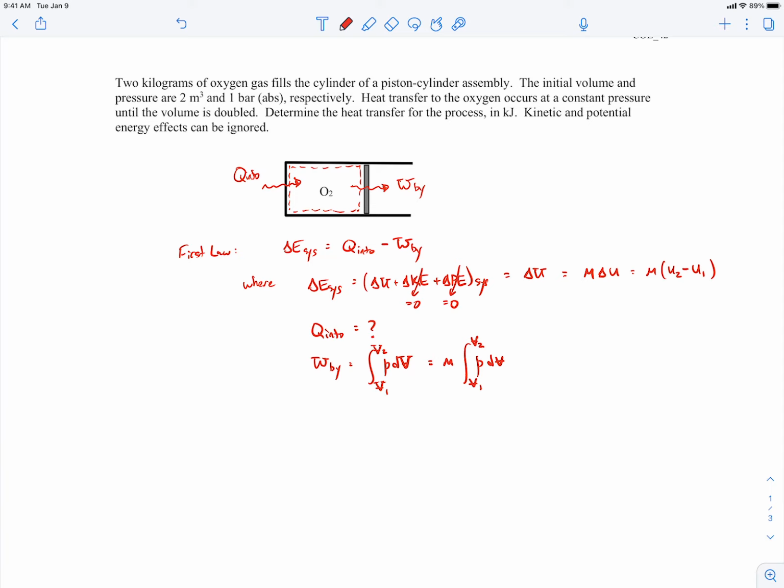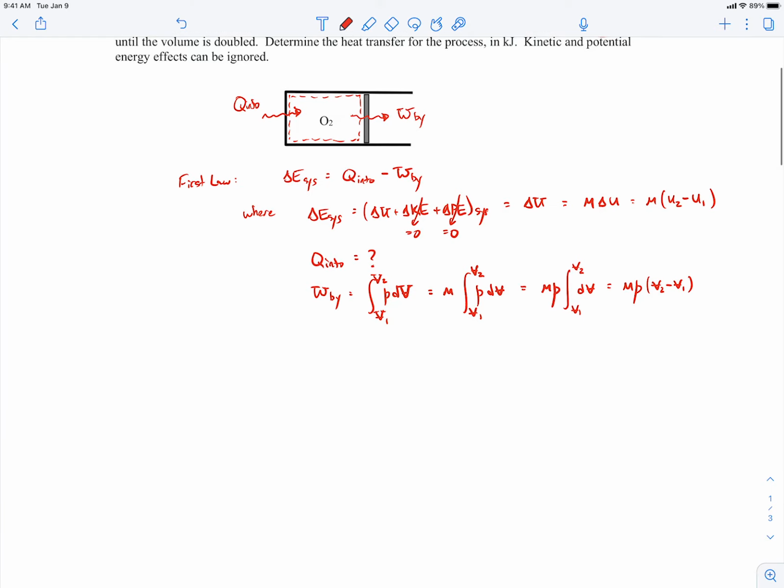Now the pressure, we're told in the process, remains constant. So we're told that it's a constant pressure process here. So let's pull the pressure then outside of the integral. So it's just integral dV. So that just means that the work done by the system on the surroundings will be the mass times the constant pressure times the final specific volume minus the initial specific volume.